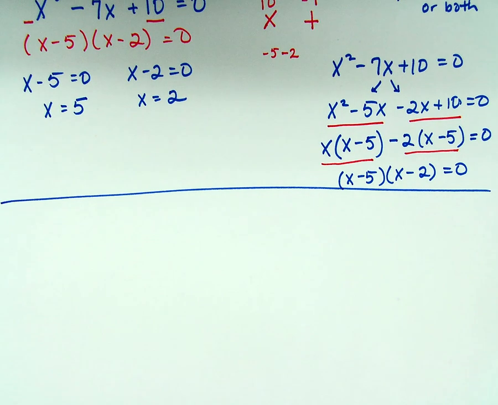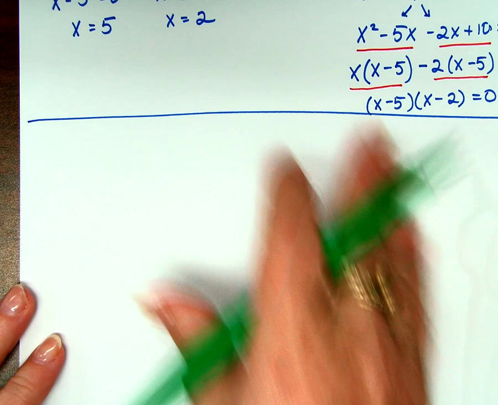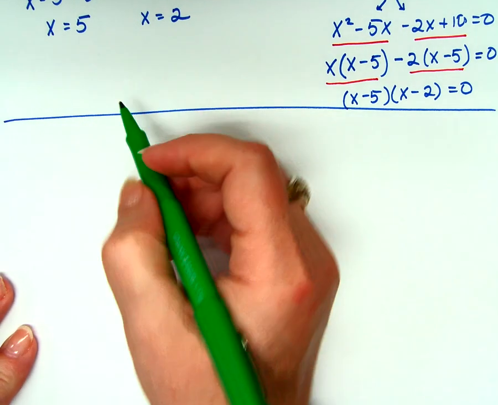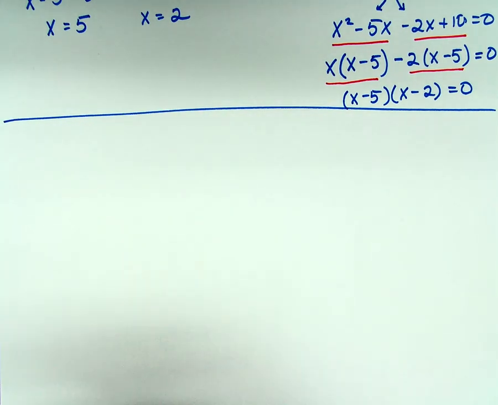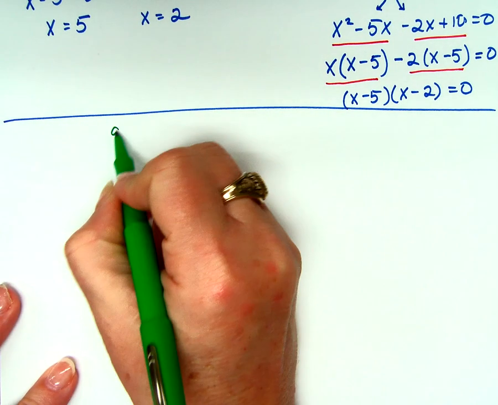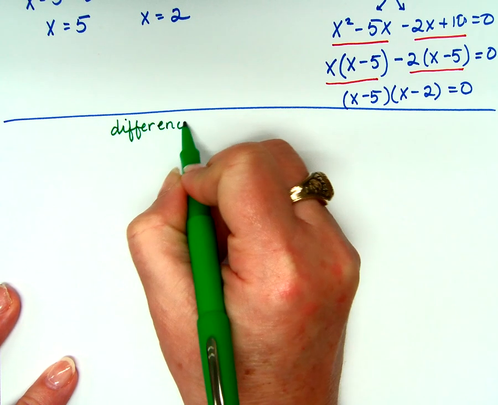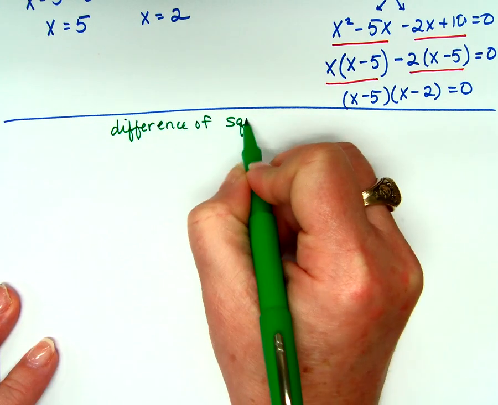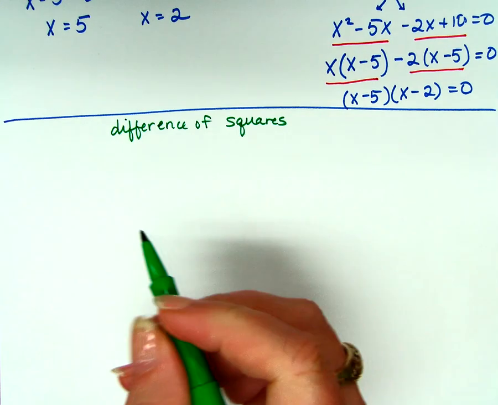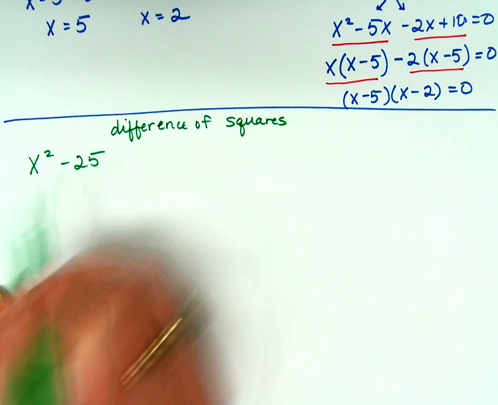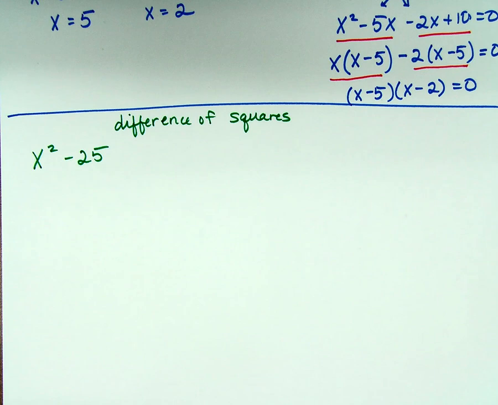There's some ways that you need to know how to factor that I'm going to remind you of. We've talked about them before in Algebra 2, but I'm reminding you of them now, yes? The first is the difference of squares. For example, x squared minus 25. How would we factor the difference of squares?